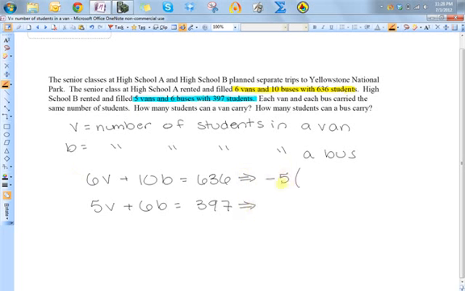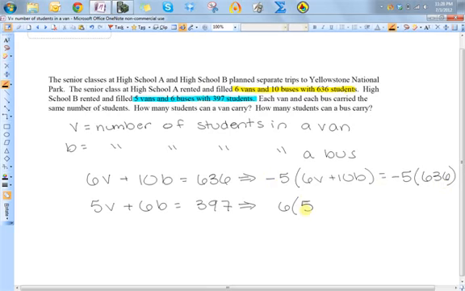Now it doesn't matter which one of these I made positive and which one I made negative. I just decided to make the top one negative. 6v plus 10b equals 636. Now you have to make sure you multiply both sides of the equation by that number, by -5. And the bottom one, 5v plus 6b equals 397, I multiply by 6, so 6 times 397.